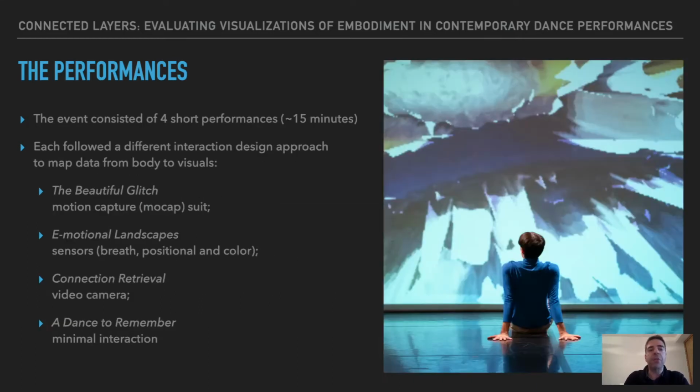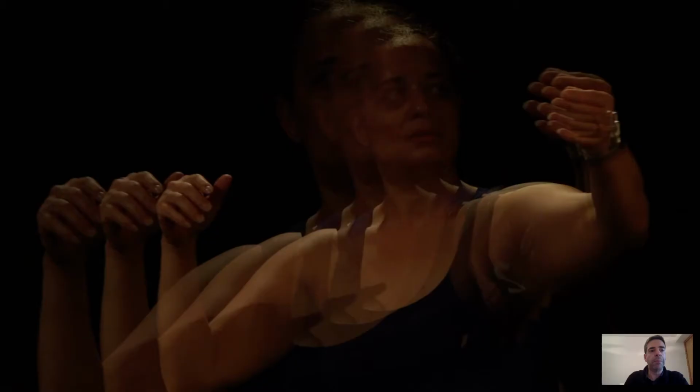The event consisted of 4 short performances, each with approximately 15 minutes. Each performance followed a different interaction design approach to map data from body to visuals. The Beautiful Glitch used a motion capture, or mocap, suit. Emotional Landscapes used sensors: breath, positional, and color. Connection Retrieval used a video camera. And The Dance to Remember followed a minimal interaction approach. I will now present a 2-minute video with these 4 performances captured during the event in Düsseldorf, Tanzhaus NRW.